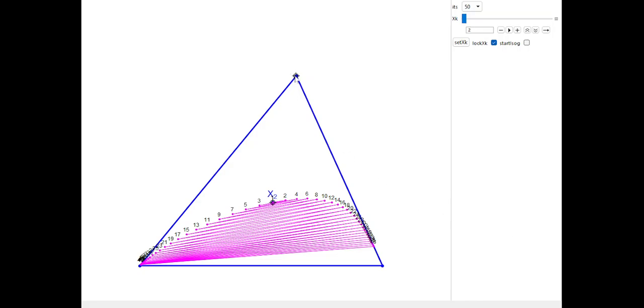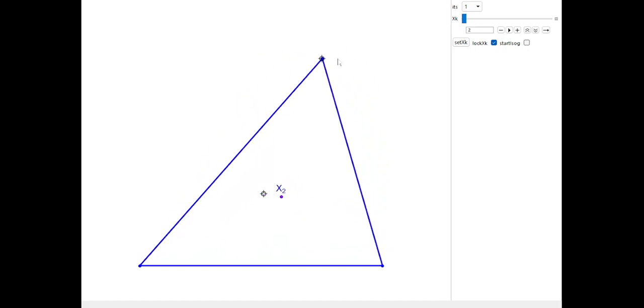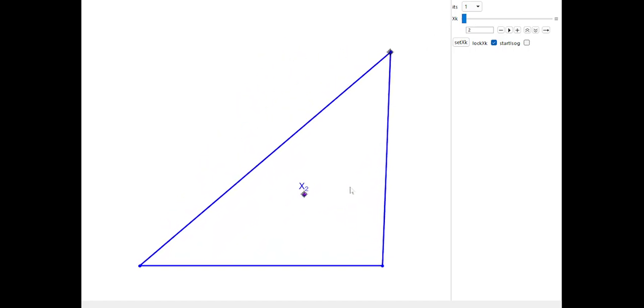Okay, so consider a triangle, and for example, its centroid, X2, over here. Okay, now what am I about to do? I am going to iterate, starting from this point, an alternation of isogonal. So I'm going to take the isogonal of X2, and I'm going to get X6, right?